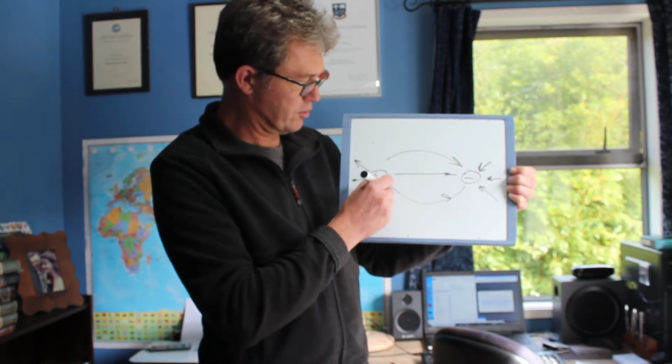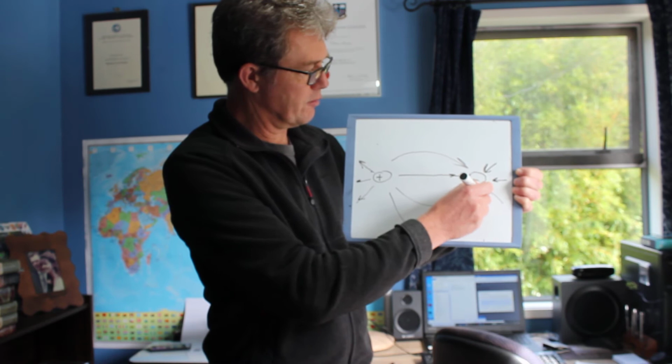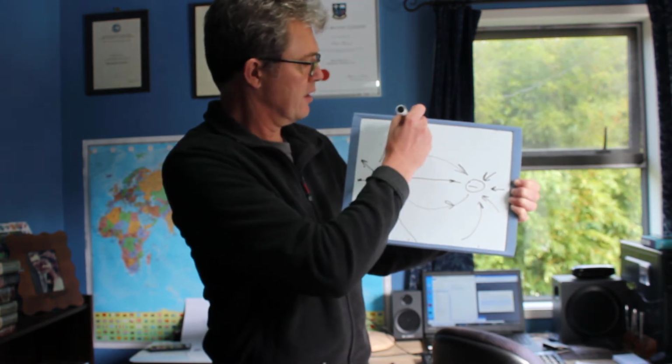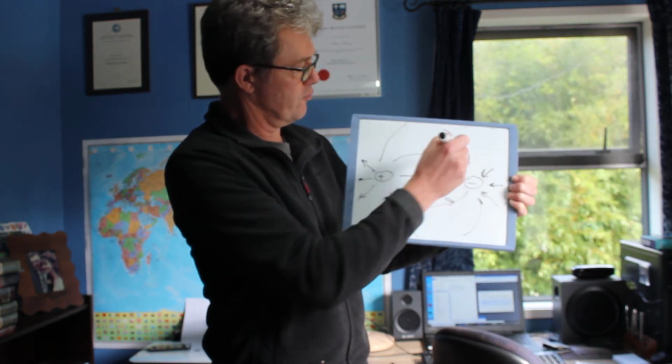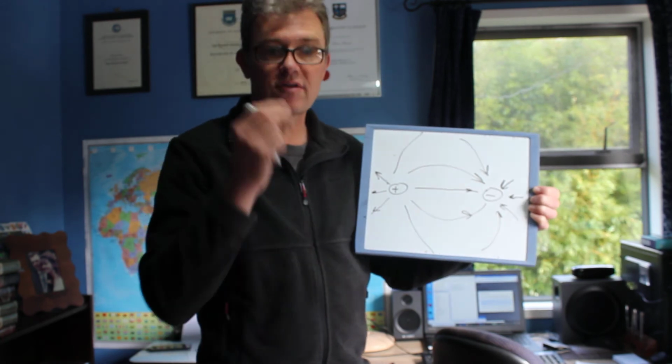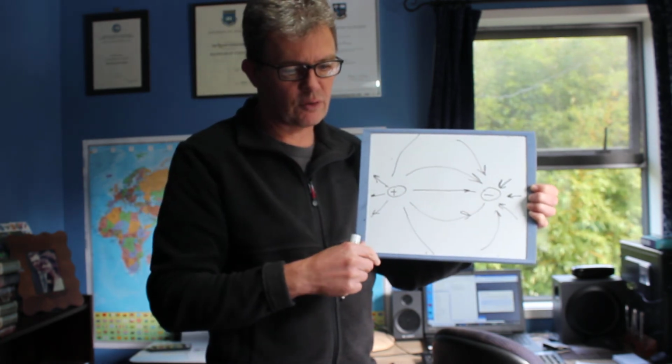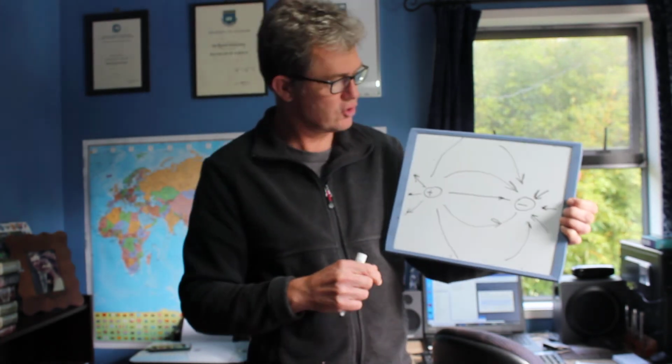because that's the same sort of pattern you get around a magnet, but for very different reasons. So we need to be able to understand how to draw electric field lines. The closer the lines are together, the stronger the field is. Strong here, weak out here, strong here.